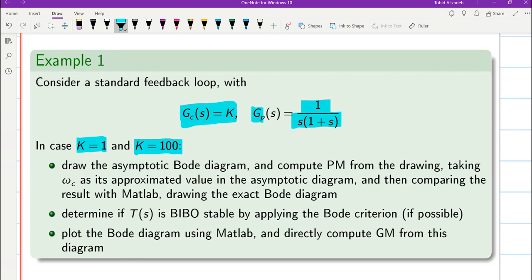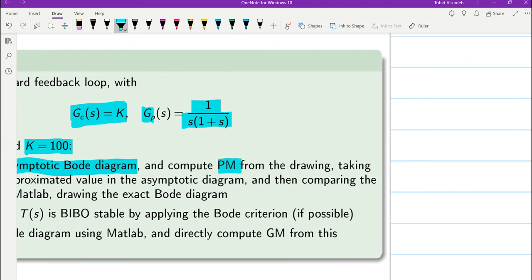We are supposed to draw the asymptotic Bode diagram and then compute the phase margin from the drawing, taking omega c as the approximated value in the asymptotic diagram as the crossover frequency, and then we'll compare the result with MATLAB while we draw the exact Bode diagram over there.